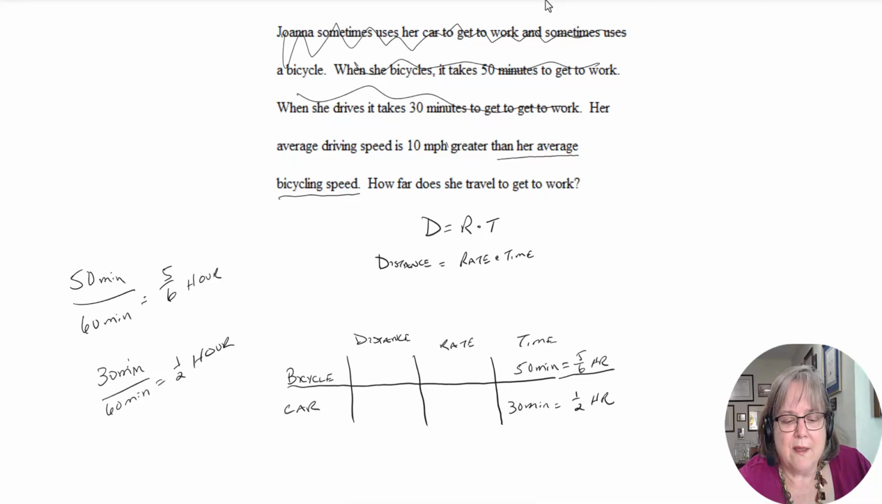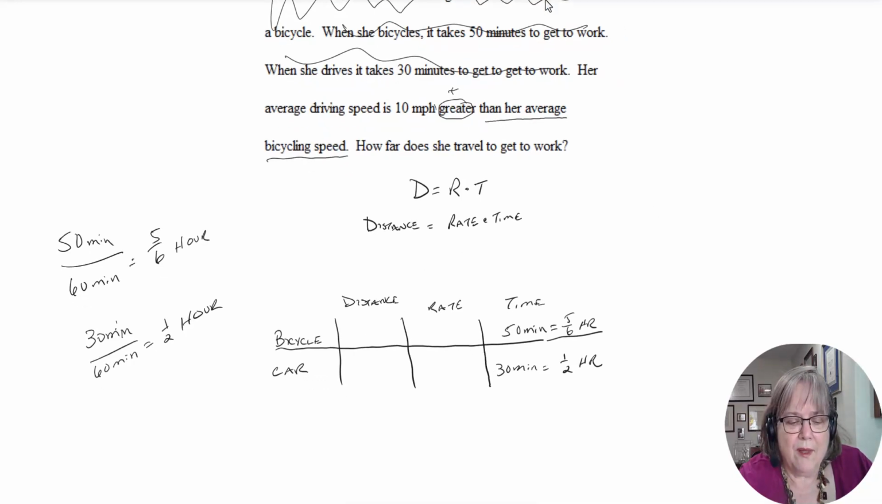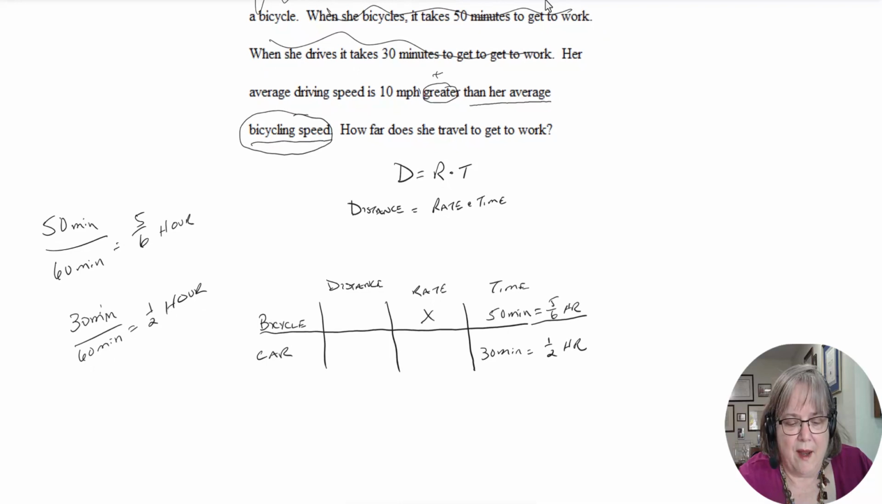Now it doesn't say 10 times her average speed. It's saying 10 miles per hour greater. Greater than means to add. So the part they're comparing to is x. If I compare it to the bicycling speed or rate, that is x. And the driving speed is 10 miles per hour greater than that, so it'd be x plus 10.